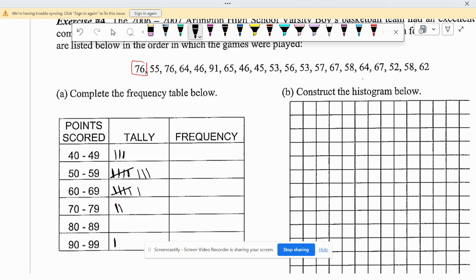I'm going to wait a second for you guys to do that. I'm going to wait for you to catch up.